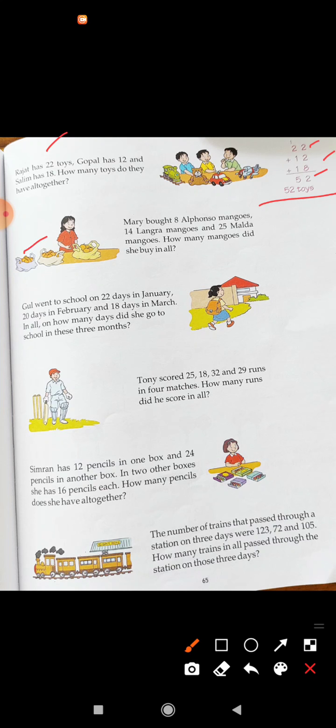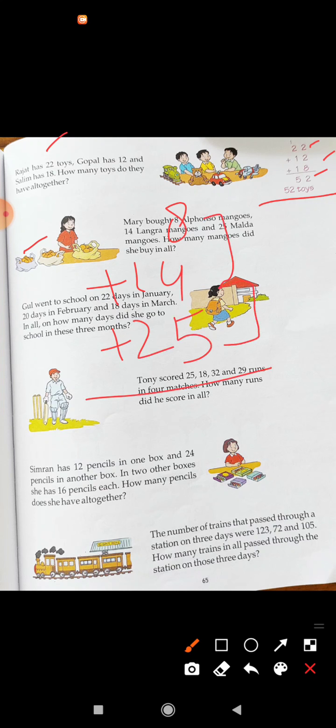Now next, Mary bought 8 Alfonso mangoes, Langda mangoes 14 and Malda mangoes 25. Now you have to find out total mangoes. 8 plus 14 plus 25. Add the ones. 12 plus 5 is 17. Write 7 here, 1 carry. And now add the tens. This is 4. Total mangoes 47.